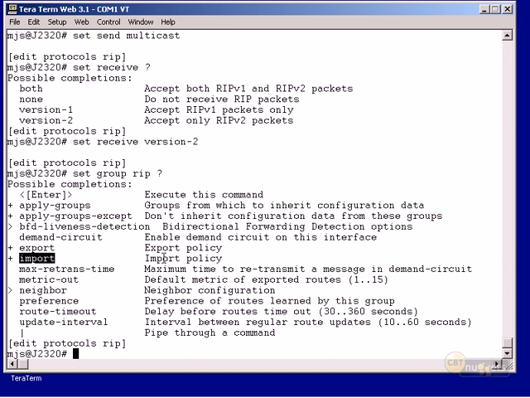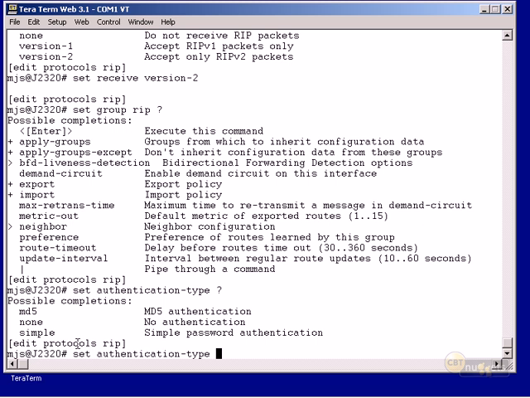Let's go ahead and set up our authentication. Let's set the authentication type. There are a couple of options here. The type is pretty much either simple, which is a simple password, or MD5. MD5 is obviously going to be doing an HMAC, or hashed message authentication code, which is going to provide integrity and authenticity between these RIP version 2 peers.